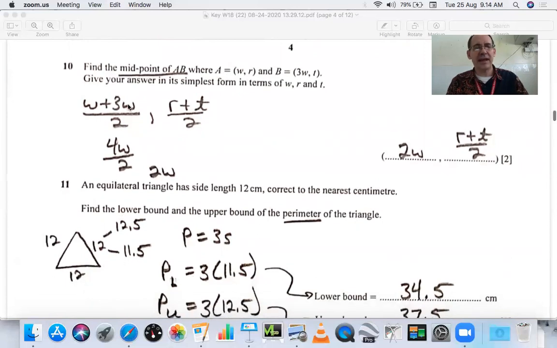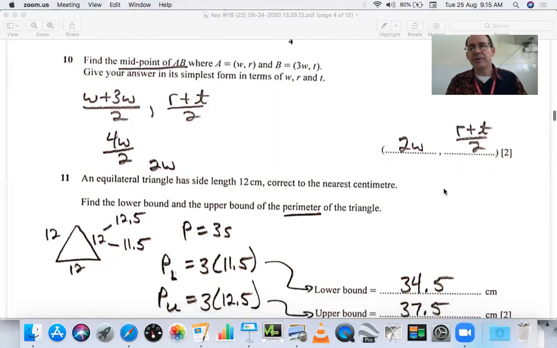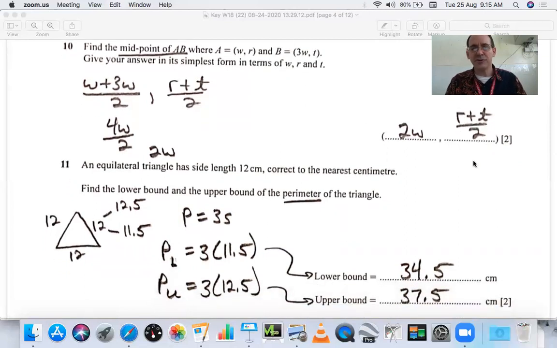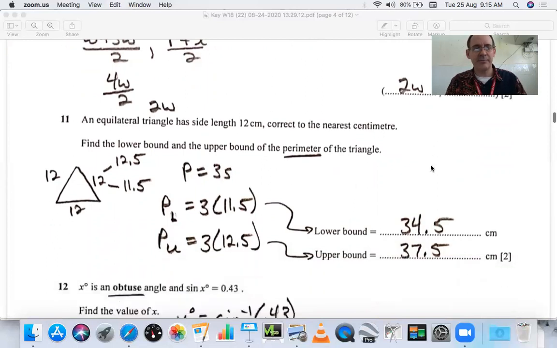Moving on, question 10 asks us to find the midpoint of A and B. Well, midpoint, you just add them together and divide by 2. So you add the x components together, w plus 3w, and then divide by 2 to find the middle, and r plus t divided by 2. So on the left here, what would be the x coordinate, simplifies to 4w divided by 2, which is 2w. The right side, which would be the y component, is already as simplified as it gets. So you end up with 2w and r plus t divided by 2 as the midpoint of AB.